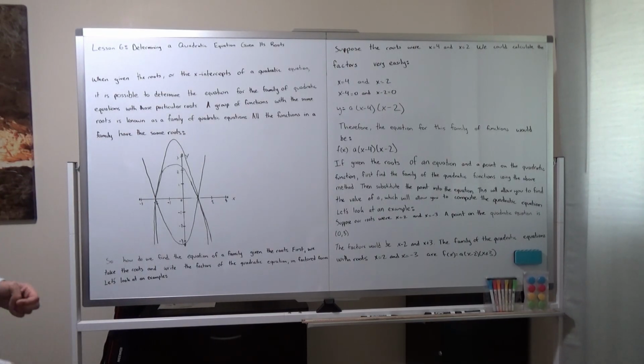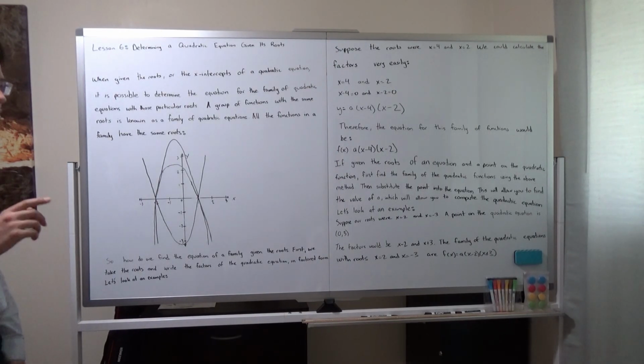A group of functions with the same roots is known as a family of quadratic equations. All the functions in a family will always have the same roots.